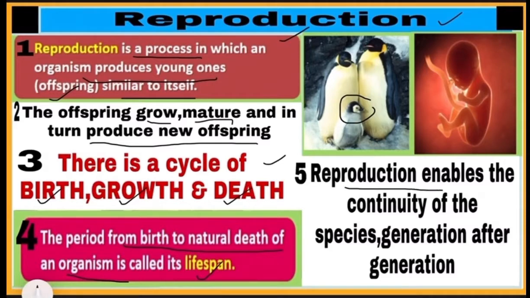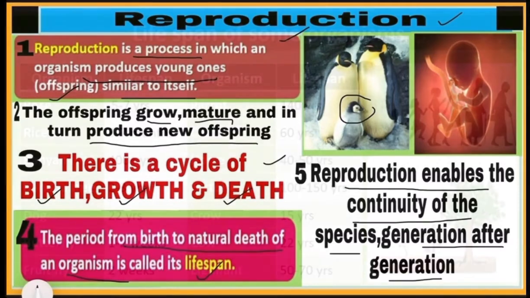Reproduction enables the continuity of species generation after generation on earth. अगर किसी स्पीशीज की continuity बनाकर रखनी है अर्थ पर, then the reproduction process is very much essential.